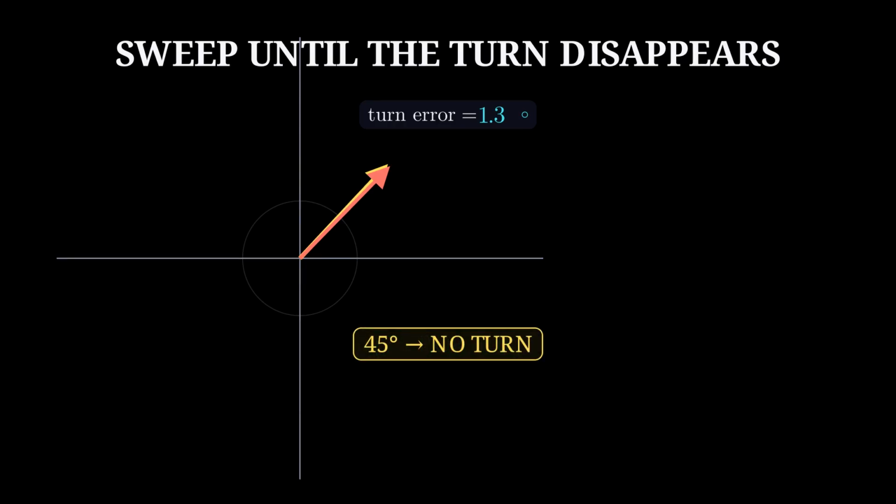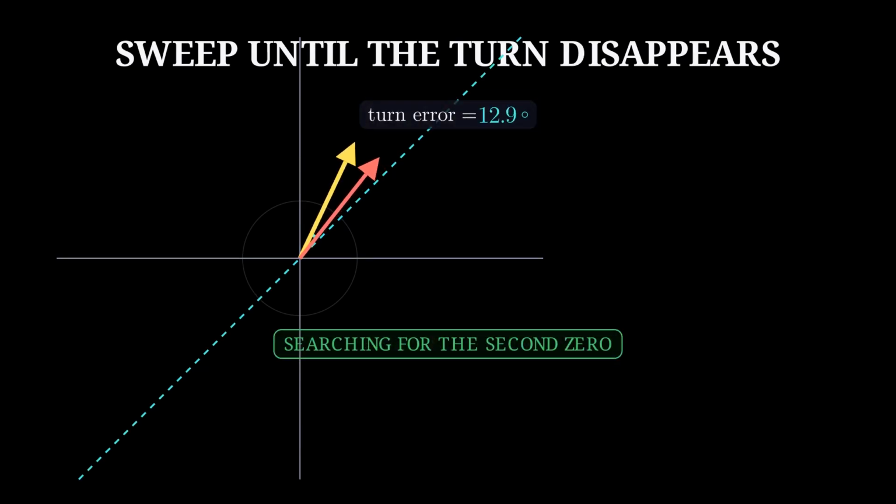At exactly 45 degrees, the error reaches 0. The matrix changes length, but creates no turn at all. Rotate another 90 degrees, and the error reaches 0 again. This matrix has two eigendirections.